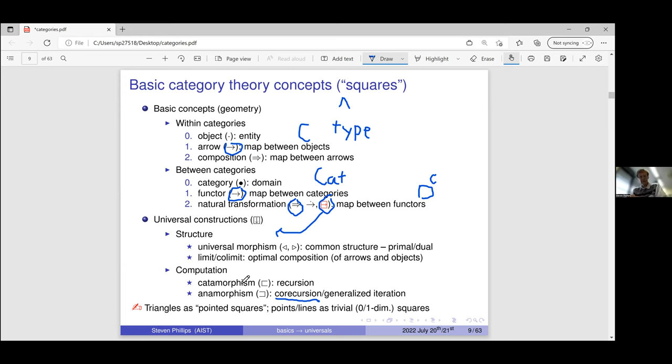Whether or not we get to all the details is probably unlikely within one hour, but this outline shows that all of these concepts are quite closely related. Again, this notion of square pops up in co-recursion as the traversal of the square in this direction for the catamorphism, and then the traversal in the opposite direction for the anamorphism. And that's how all these various concepts are linked conceptually.